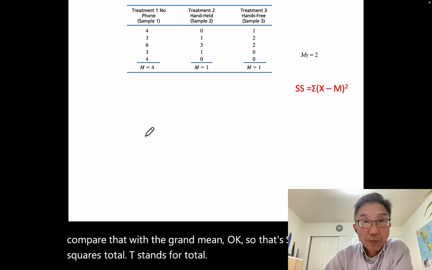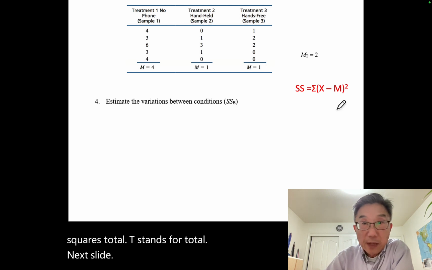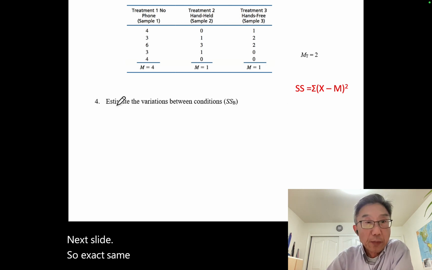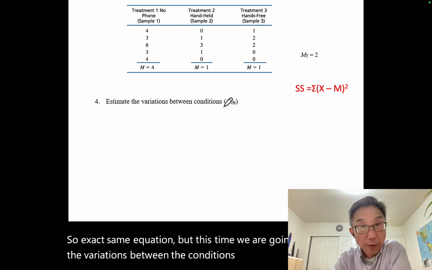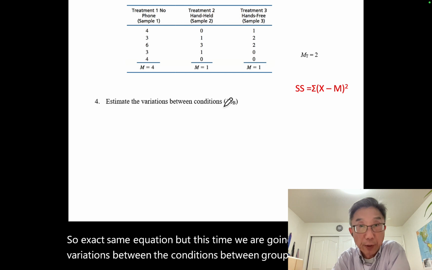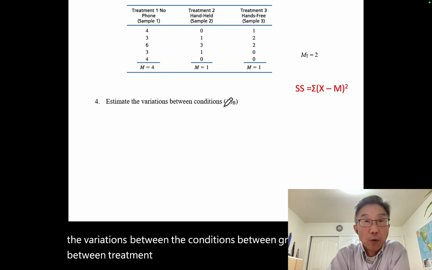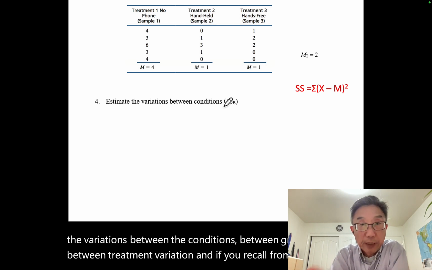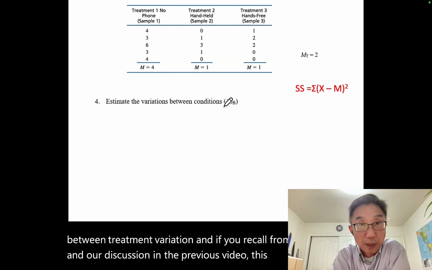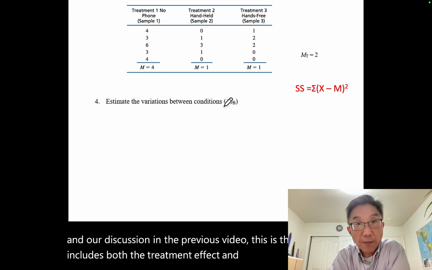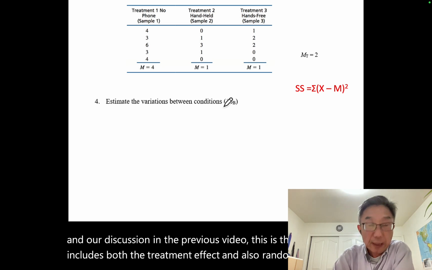Next slide. So the exact same equation, but this time we are going to estimate the variation between the conditions, between group variation, between treatment variation. And if you recall from our discussion in the previous video, the source for SSB includes both the treatment effect and also random error. Okay, so let's start to do that.